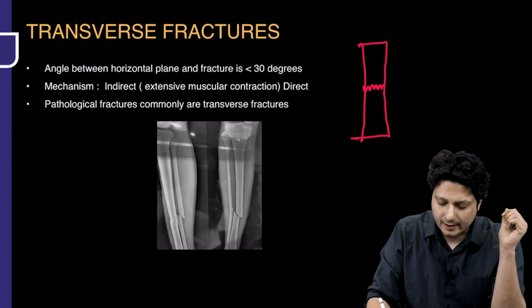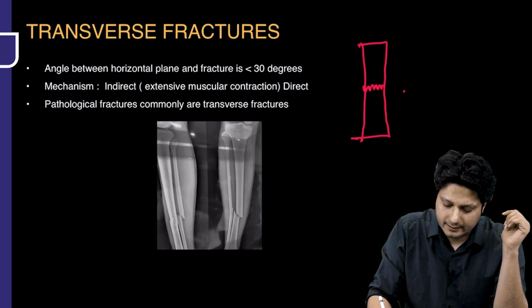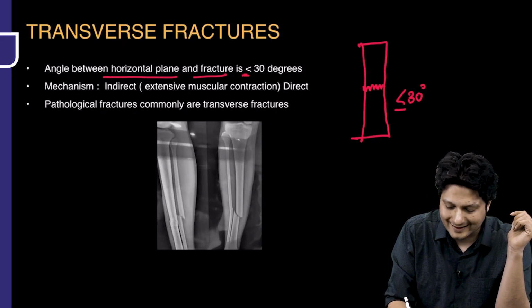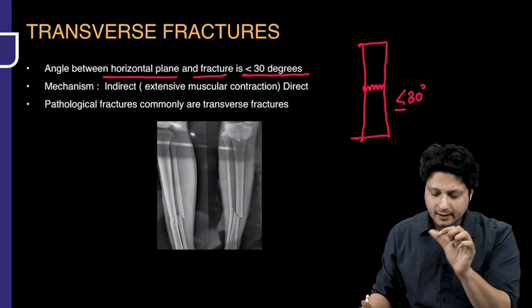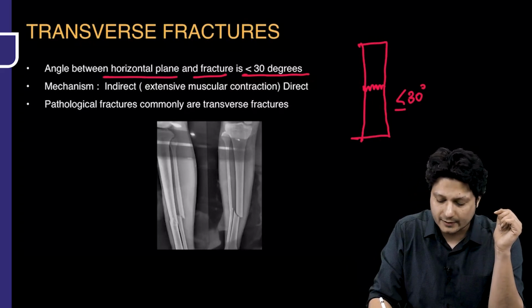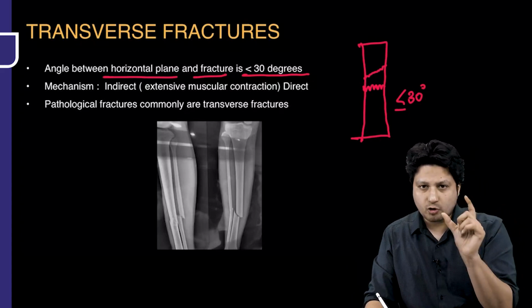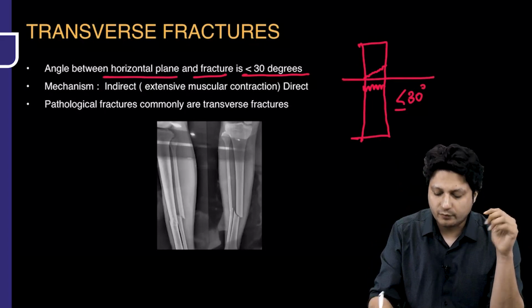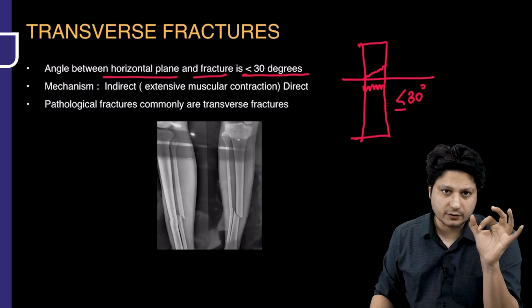So, if the angle between the horizontal plane to the bone and the fracture line is less than or equal to 30 degrees, this is what is being written over here. That angle between the horizontal plane and the fracture is less than 30 degrees, then it would be called a transverse fracture. All right. Now, as you can very clearly see here, the angle is 0 degrees. But what about this fracture, this one? Now, this fracture is not exactly horizontal, but it is creating an angle with the horizontal, which is obviously less than 30 degrees. So, this also will be called a transverse fracture.